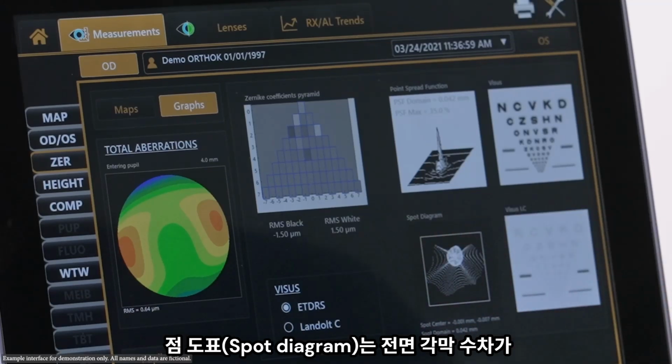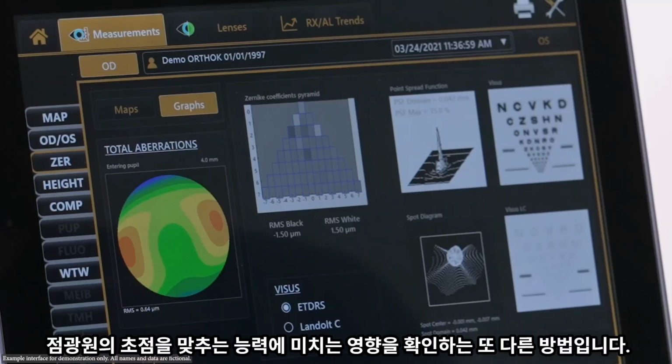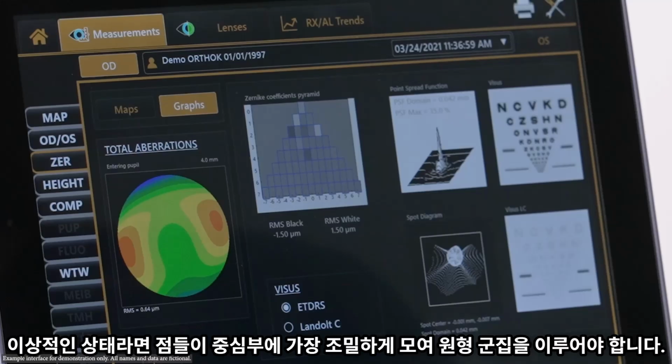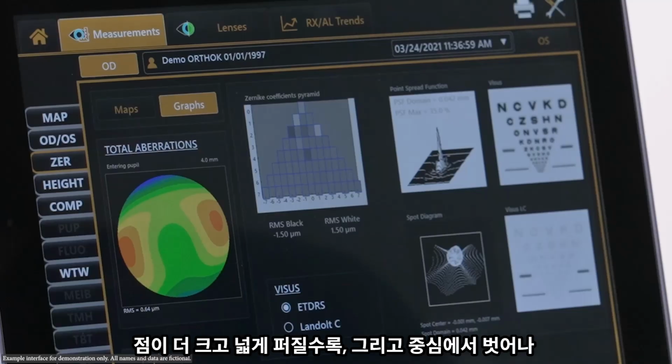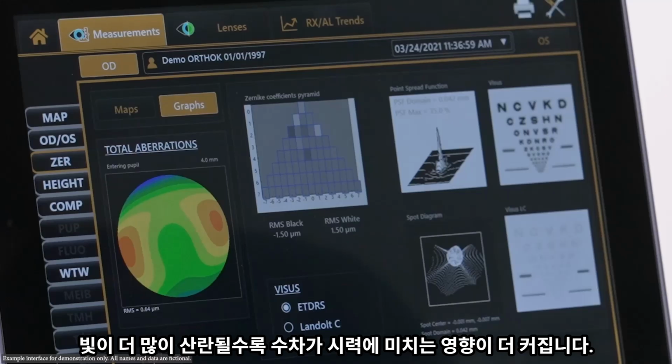The spot diagram is an alternative way of viewing the effect of anterior corneal aberrations on the ability to focus a point light source. Ideally, the spots should be in a round cluster that is densest in the center. The larger and more spread out the spot is, and the more light is scattered away from the center, the greater the visual impact of aberrations.